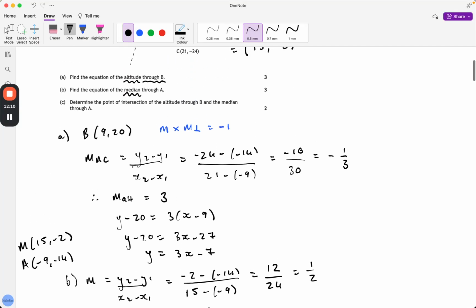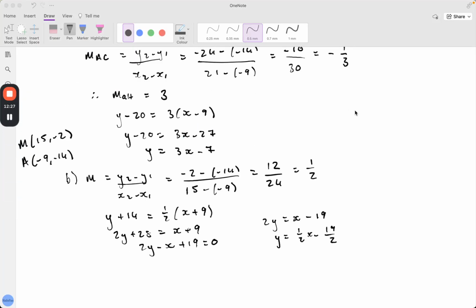Okay, for part C, we want to determine the point of intersection of the altitude and the median. So we're literally just wanting to take our two equations from A and B, and because we're wanting to find the point of intersection, we can just set them equal to one another. So I'll make some room here.